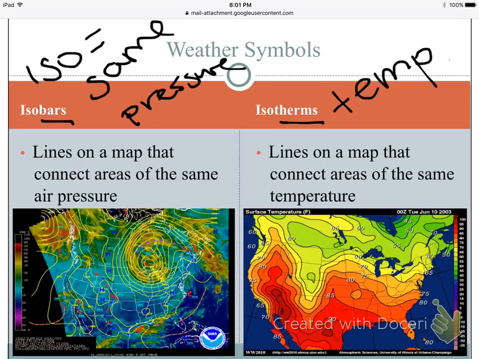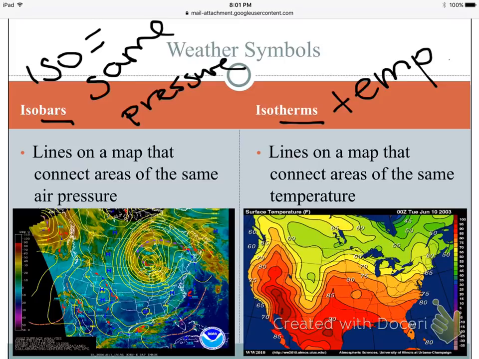All right? So these are both represented by lines on a weather map. And isobars are going to go through any area that has the same barometric pressure. So if there's an area with 1,014 millibars of pressure, then any area in the United States that has that specific pressure, there's going to be a line going through, and that's an isobar.